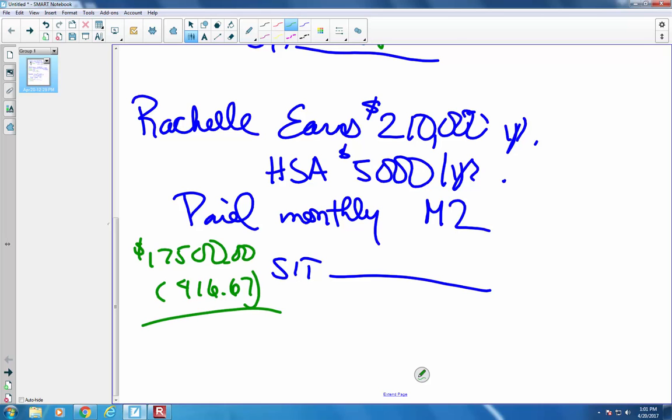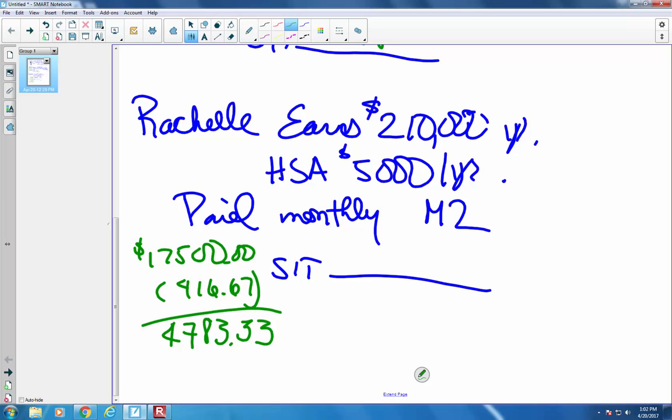HSAs: no FIT, no SIT. But you still have to pay FICA, right? She's got $5 grand a year that she puts into her HSA, and she's paid monthly, so that's how much she doesn't have to pay state or federal income tax on. When you go to the tables, you're obviously going to find that she's high income enough that, what? You've got to do a calculation, don't you?